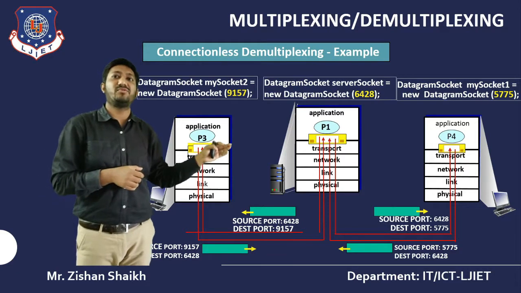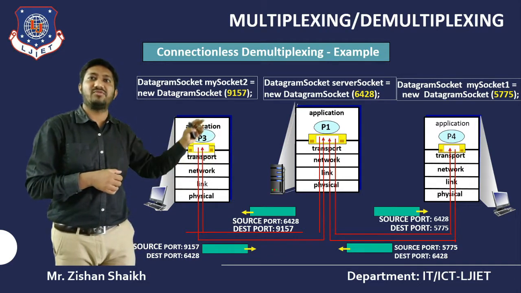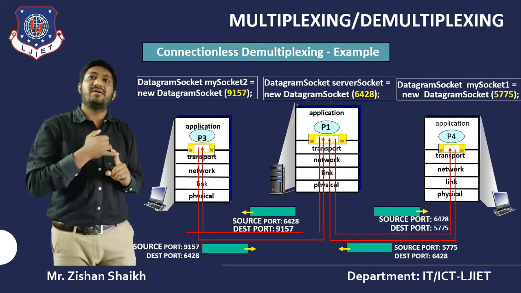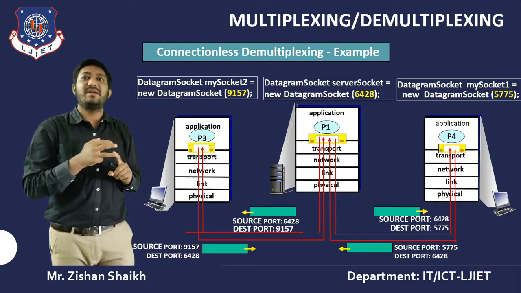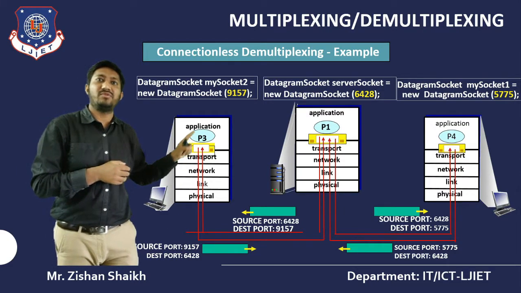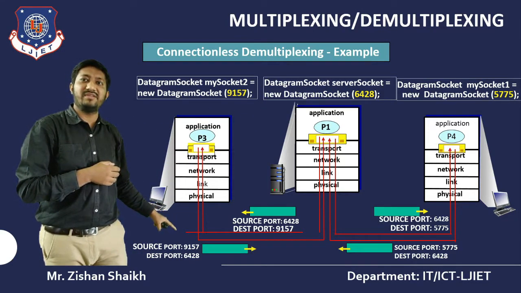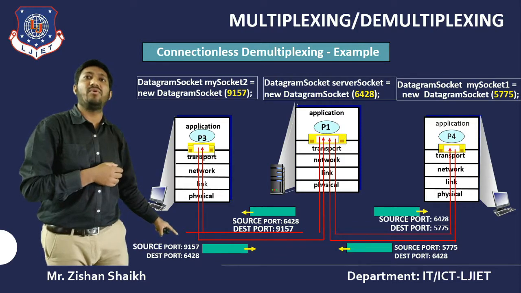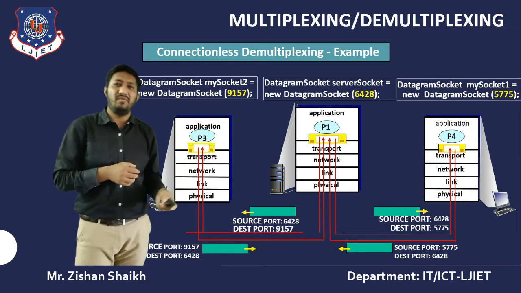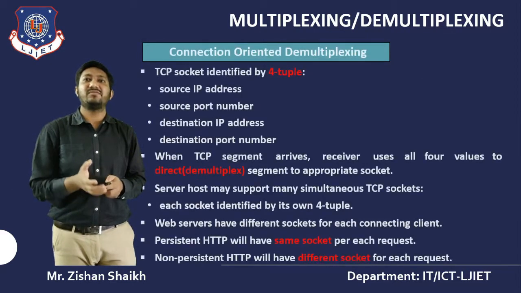When P1 wants to send data to P2, or P2 to P3, or P3 to P4, it must set the source port number as well as the destination port number. Here we can see that when P3 wants to send data to P4, the source port number is 9157 and the destination is 6428. Here 6428 belongs to P1. So this is the basic idea of how connection-less demultiplexing works.